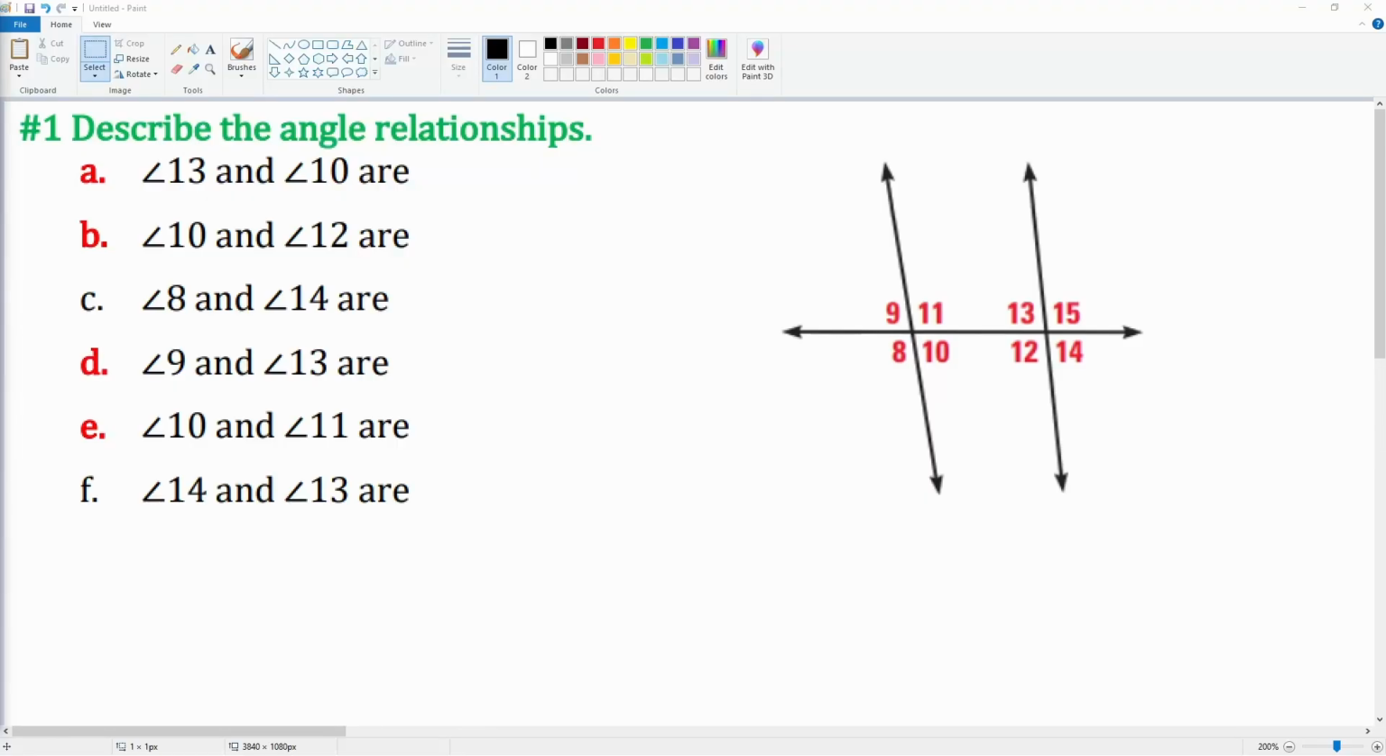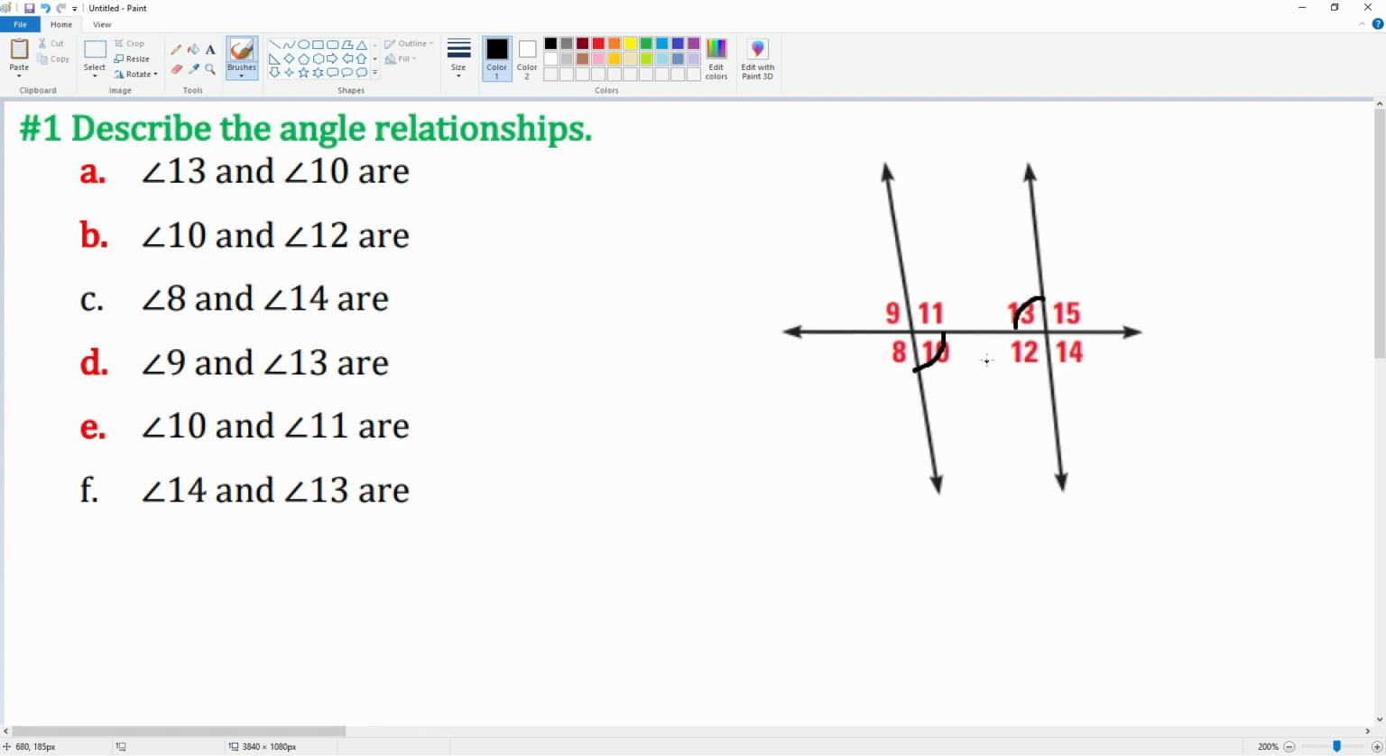Section 3, number 1, it says just to describe the angle relationship. Make sure your question reads this for number 1. Let's take a look at angle 13 and angle 10. Angle 13 is right here and angle 10 is right here.